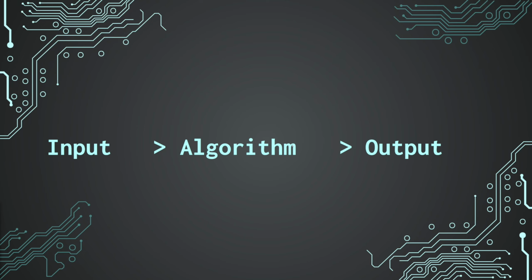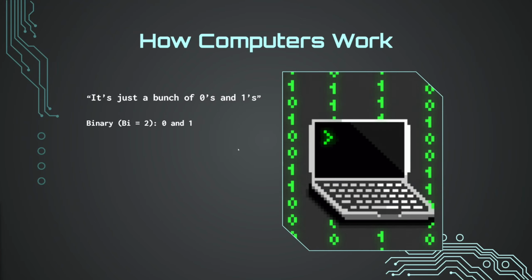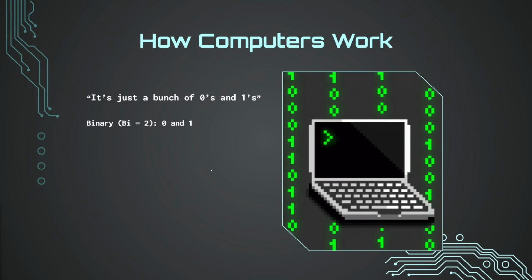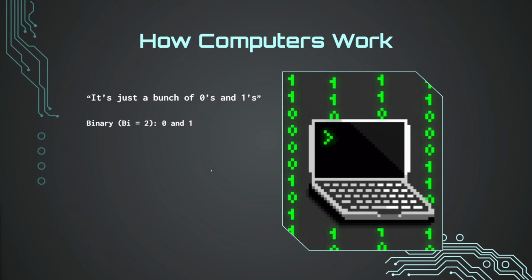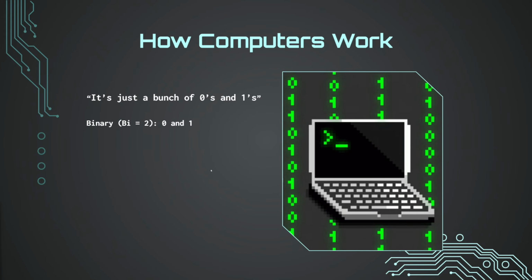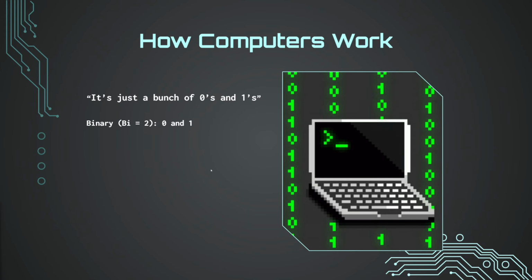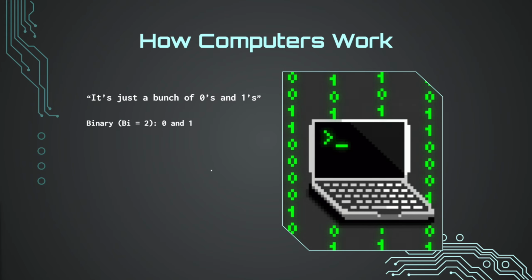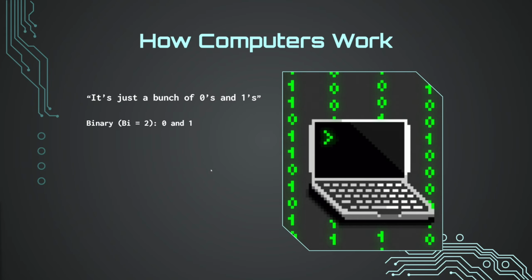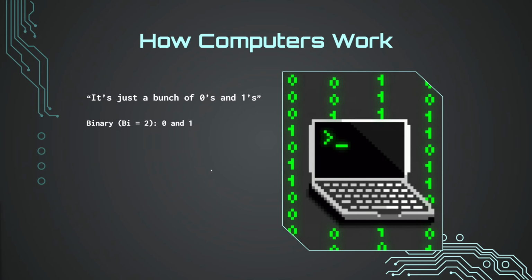A computer, as you might be aware, can only speak in zeros and ones. You may have heard it said that things happening in a computer is just a bunch of zeros and ones, and that's actually correct. This is called a binary system, bi meaning two, since we only have two values to represent things, 0 and 1.